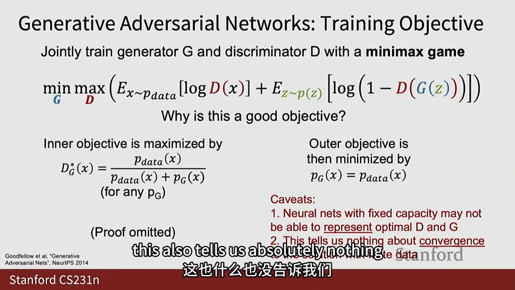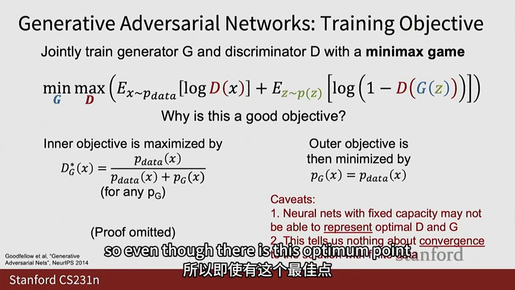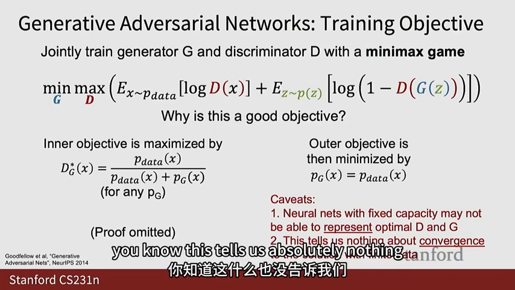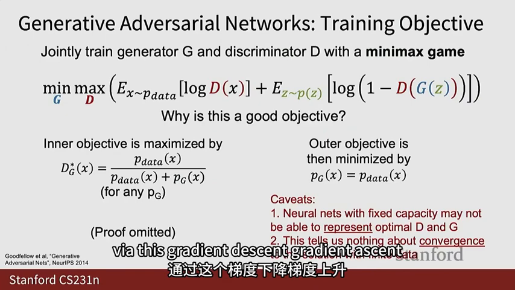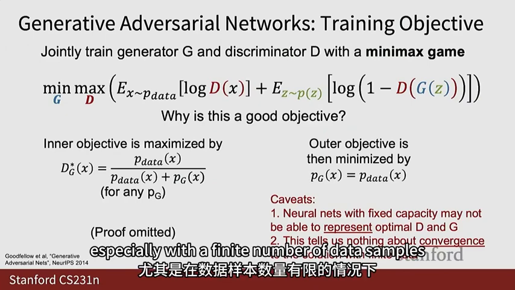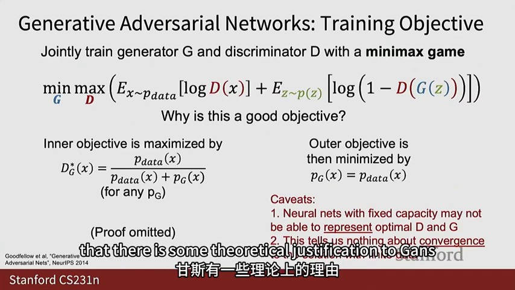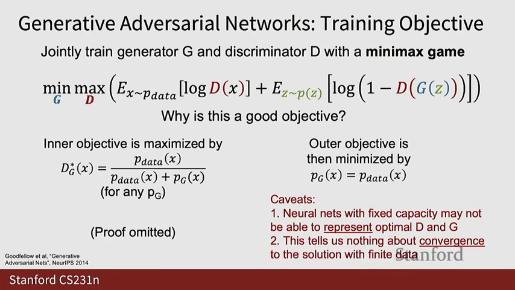This also tells us absolutely nothing about whether or not we will converge to this solution. Even though there is this optimum point in the objective landscape, this tells us nothing about whether we can ever reach it via gradient descent and gradient ascent, especially with a finite number of data samples. So there's this comforting theoretical result that gives some theoretical justification to GANs, but in practice it doesn't really hold or give us very strong guarantees.